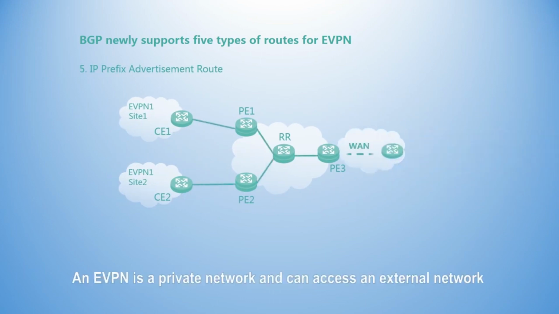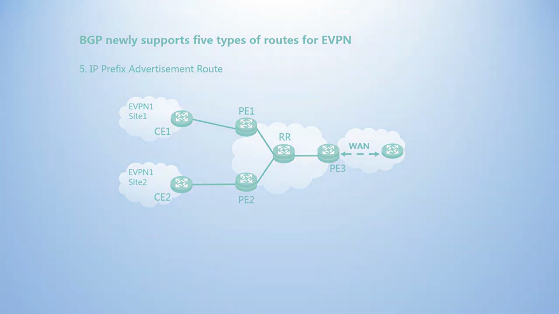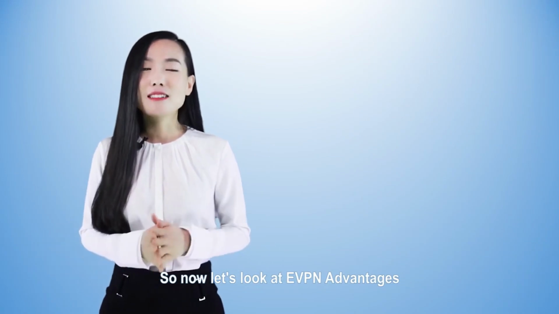An EVPN is a private network and can access an external network through IP prefix advertisement routes, which advertise the imported external routes. So now let's look at EVPN advantages.